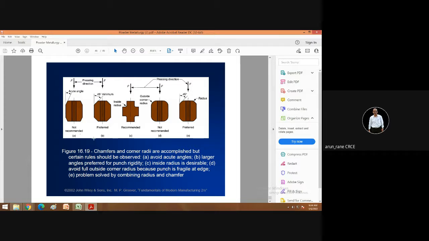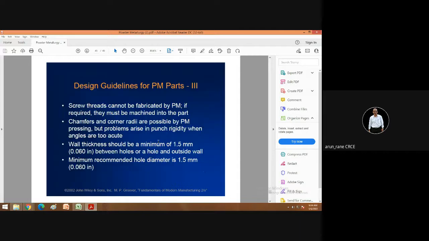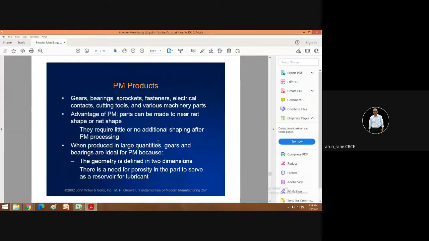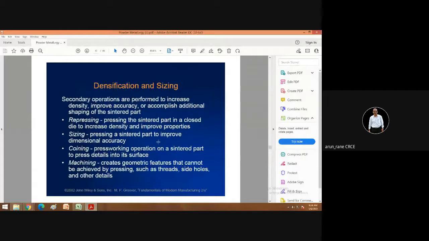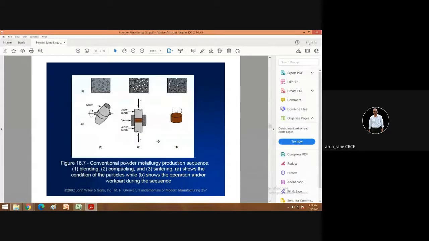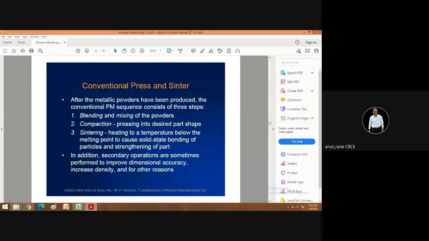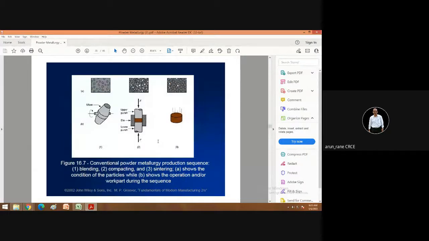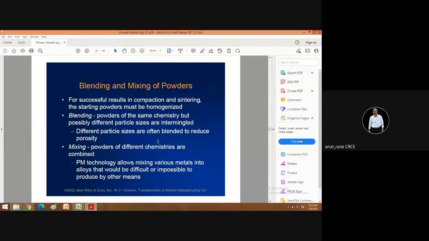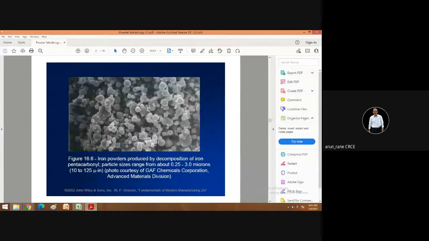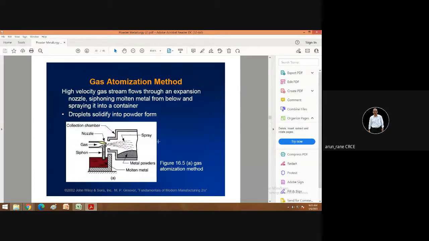This we already discussed. Some design guidelines. So some slides which I missed. You know the difference between blending and mixing now. This we are done, so that's why I skipped it.